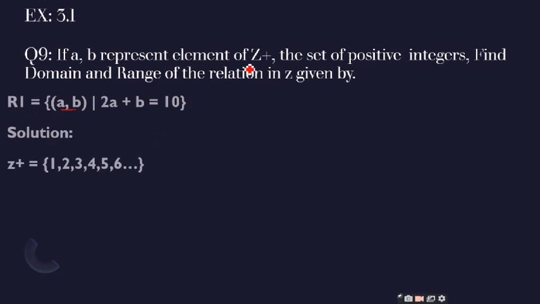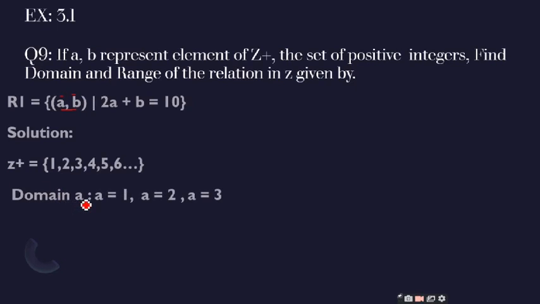We have been given in the question that these are positive integers. So the positive integers are 1, 2, 3, 4, 5, 6 and so on. So let's see that a is the domain and b is the range. If we go according to this ordered pair, the element a is the domain and the element b is the range.